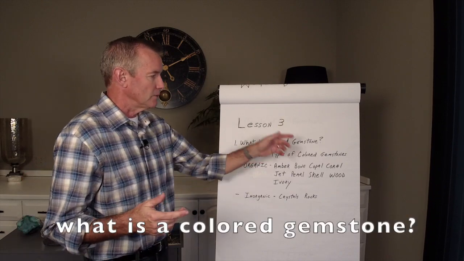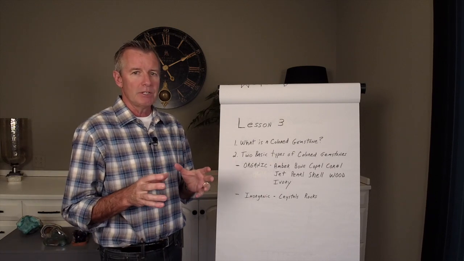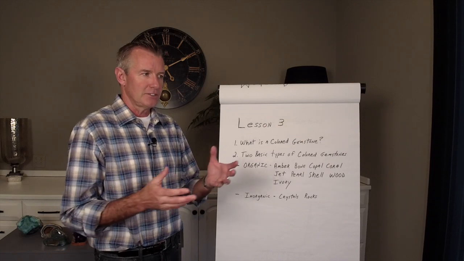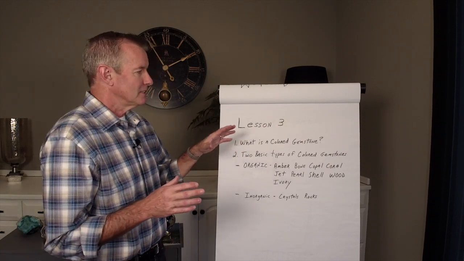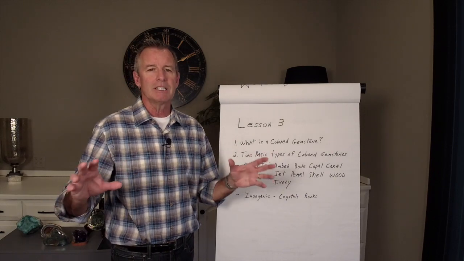Okay, so lesson 3 begins with a very simple question. What is a colored gemstone? Simply put, a colored gemstone is any gem material that is not a diamond. I know that sounds kind of crazy and funny, because a gem is a diamond, but colored gemstones and diamonds are considered two completely different categories.